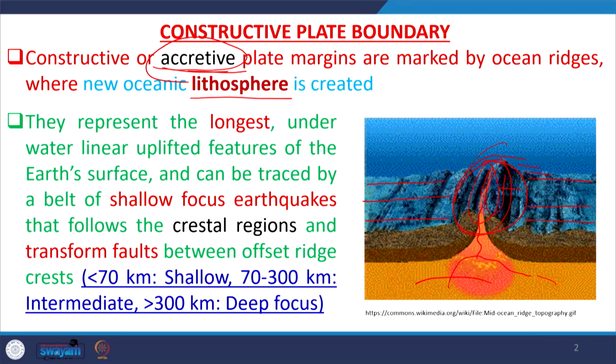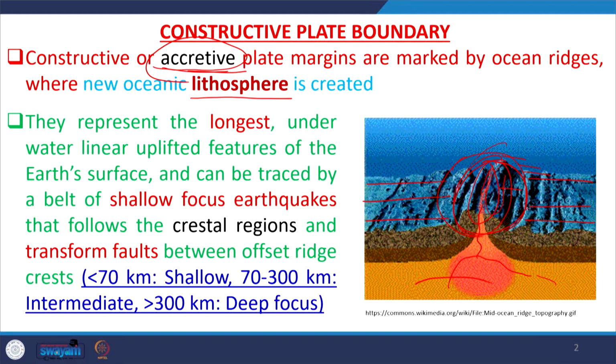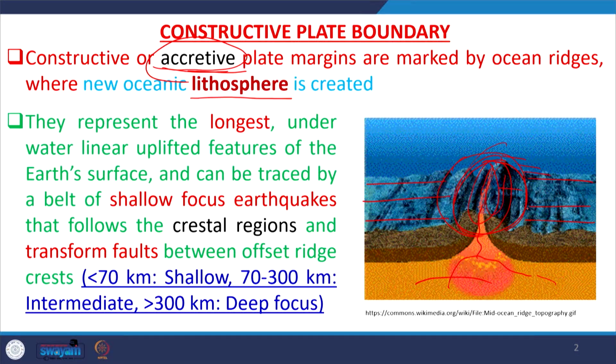This plate margin, where the new lithosphere is created, represents the longest underwater linear uplifted feature on the earth surface. It can be traced by a belt of shallow focus earthquakes that follows the crestal region, and by transform faults, which offset these ridges at different places at certain distances. So, what does it mean? It represents the longest underwater mountain chain system.